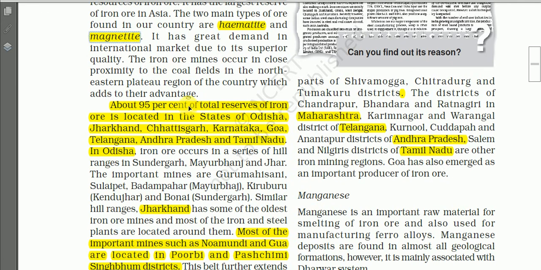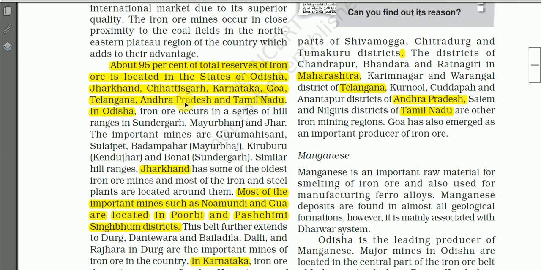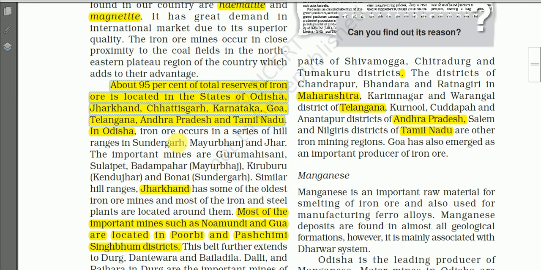Distribution of hematite and magnetite. Now let us read the distribution. About 95% of the total reserves of iron ore is located in the states of Orissa, Jharkhand, Chhattisgarh, Karnataka, Goa, Telangana, Andhra Pradesh, and Tamil Nadu. So these are the states where iron ore reserves are found.